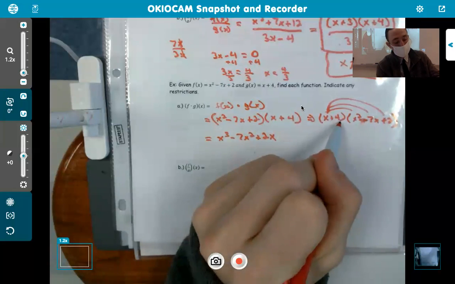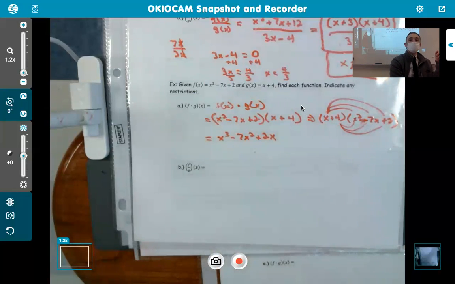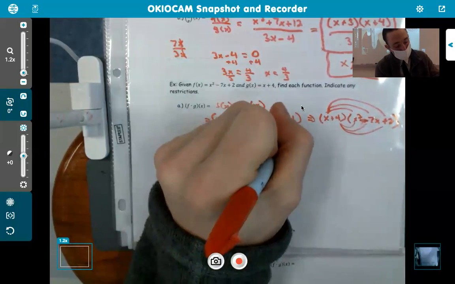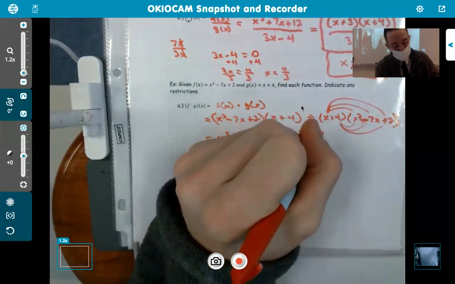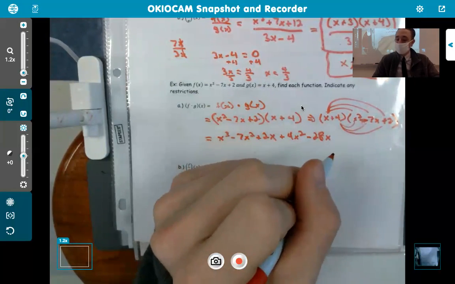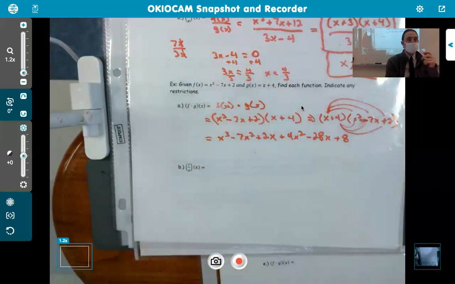So if I multiply each of these terms here by 4, so 4x squared, good, minus 28x plus 8. Good job, Jason. Okay, any questions about how we got any of those terms there?